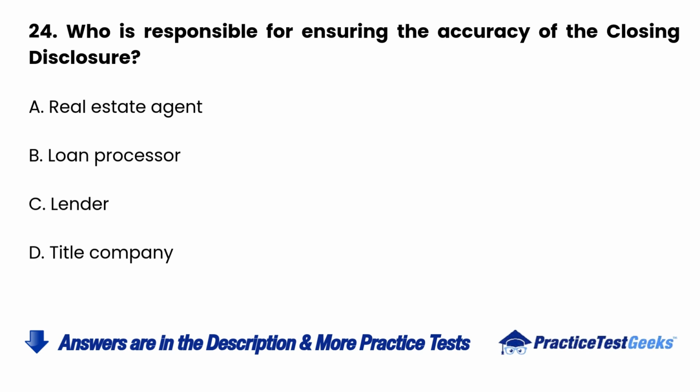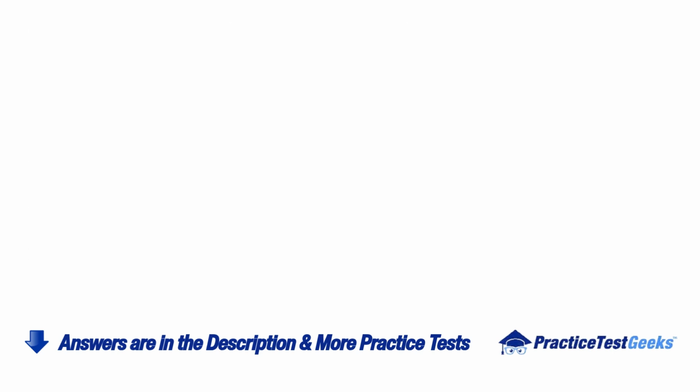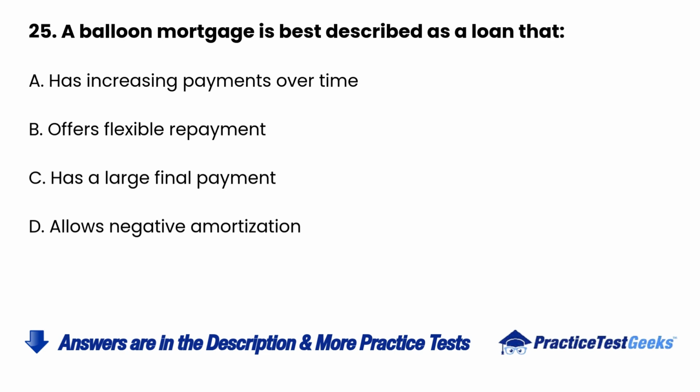24. Who is responsible for ensuring the accuracy of the closing disclosure? A. Real estate agent. B. Loan processor. C. Lender. D. Title company.